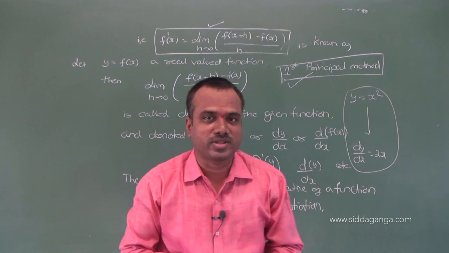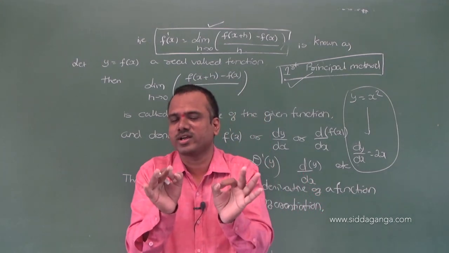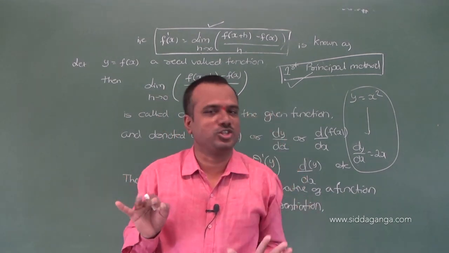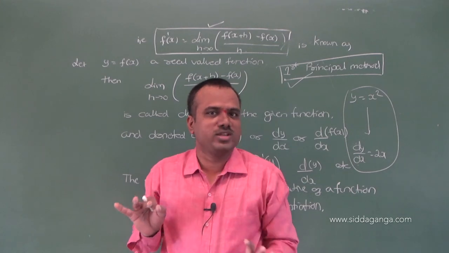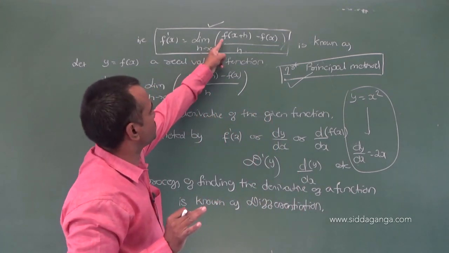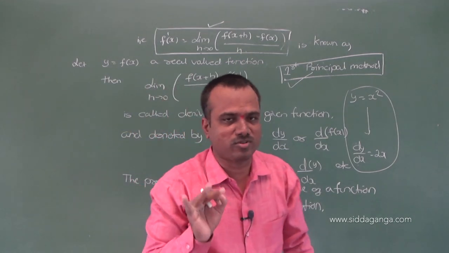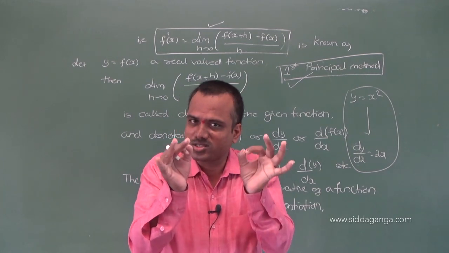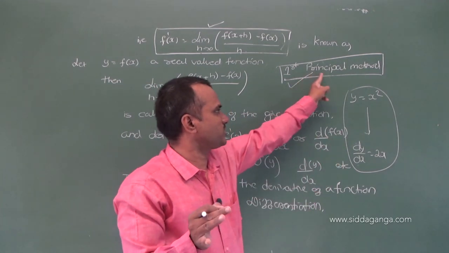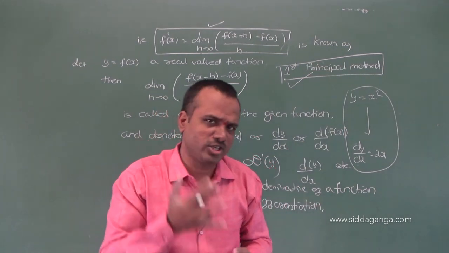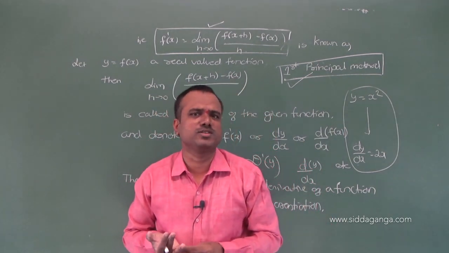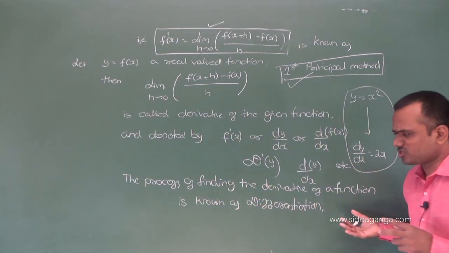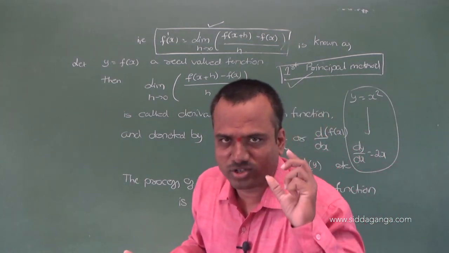Okay, first principle method. I think you are clear about the derivative. I just explained only the definition. So, derivative means limit h tends to 0, f of x plus h minus f of x divided by h. If this limit exists, that we call the derivative. One more word, first principle method. Differentiation means the process of finding the derivative of a function is known as differentiation.